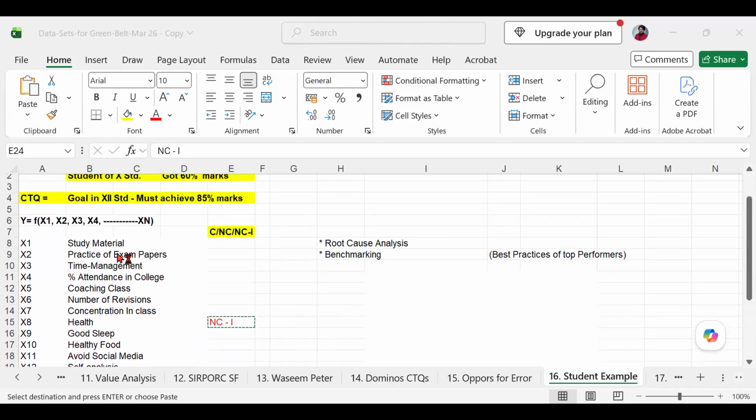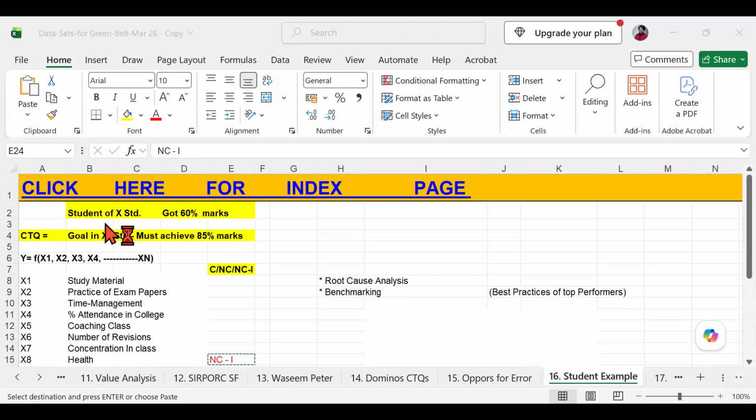So what have we said? Student of 10th standard got 60% marks. CTQ is to get 85% marks in 12th standard. We are rating CTQ as Y. Y is a function of X1, X2, X3 up to Xn. These are the inputs and factors on which Y depends. So we have made a list here.